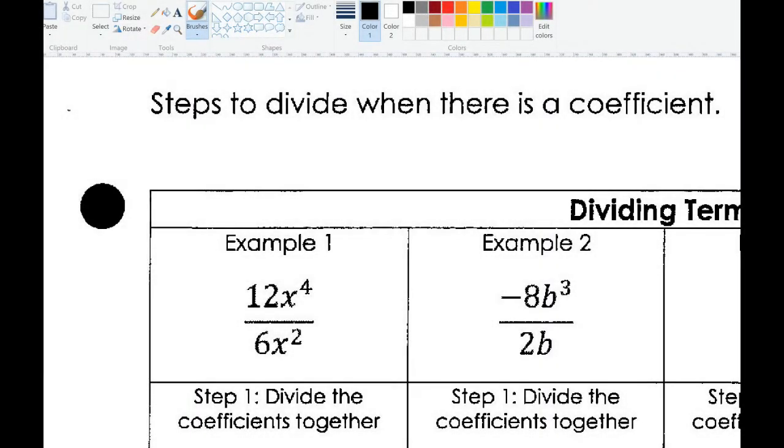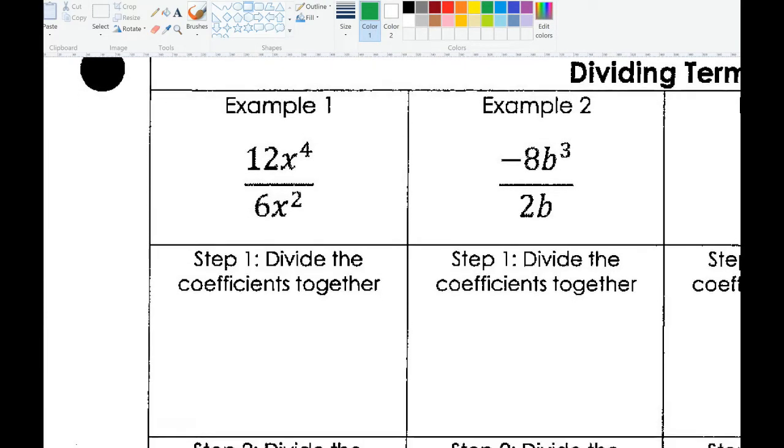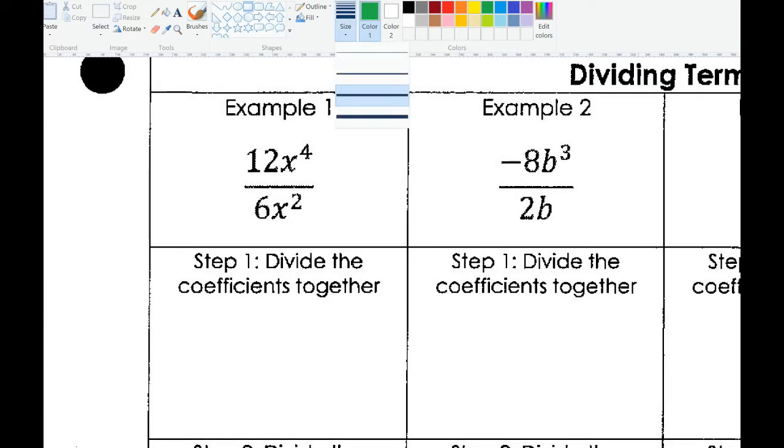To work out this equation, here are the steps to divide when there's a coefficient. How does this apply to real life? This is like when you go to the deli and you place your order. I go to the deli, I want a bag of chips, and then the next person behind me gets a bacon, egg, and cheese sandwich. It's two different orders, but we're standing right next to each other.